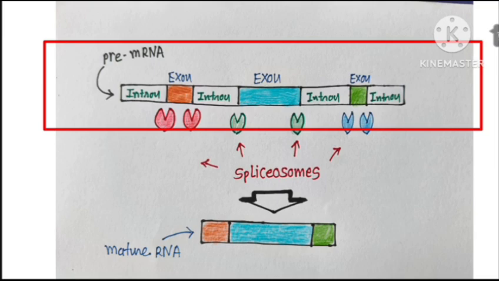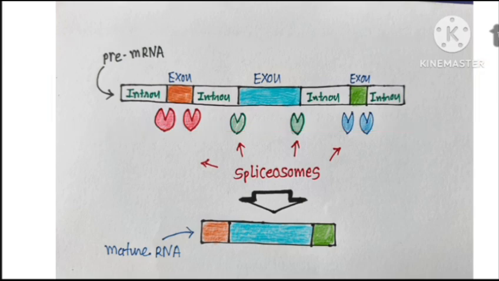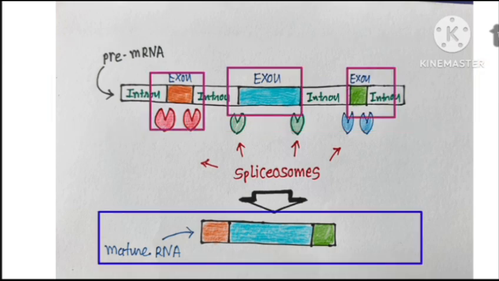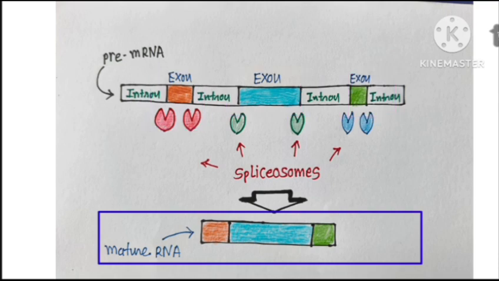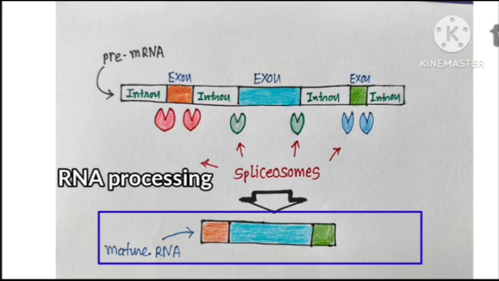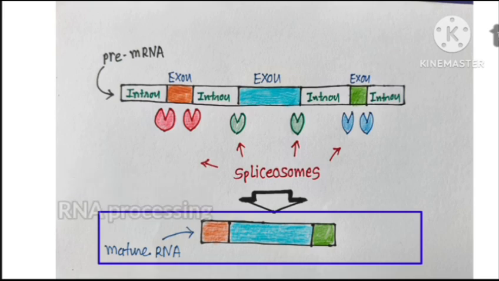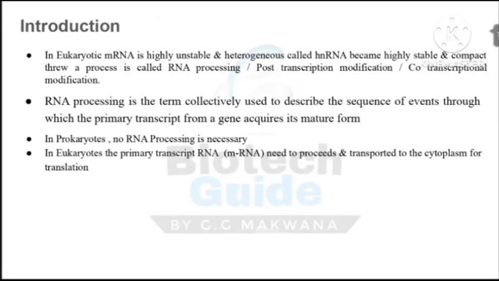But for the translation process we require a mature form of RNA. That means only the exon part is there, not the non-coding intron part. For that we require a process known as RNA processing. In this video lecture we are going to briefly cover this process. In prokaryotes no RNA processing is necessary, but in eukaryotes RNA processing is required.